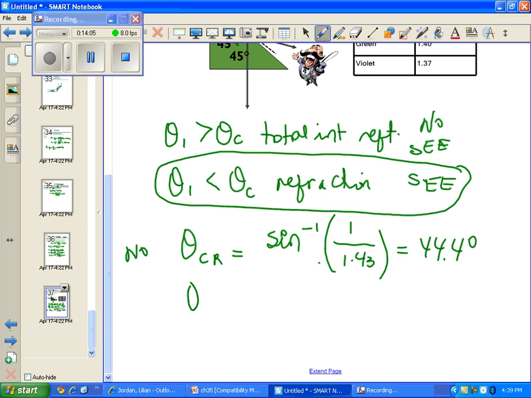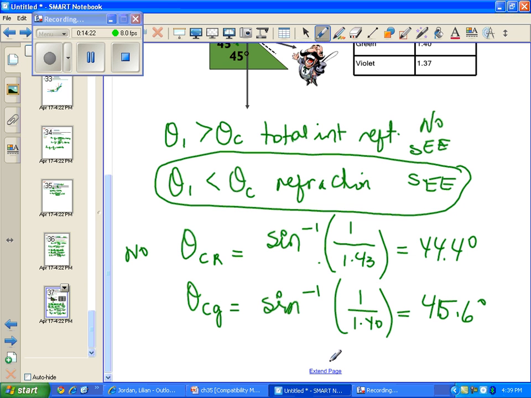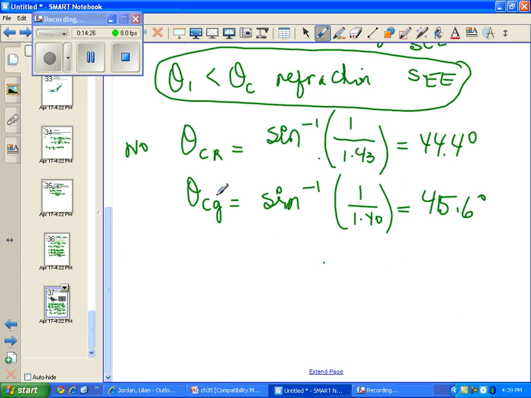Okay, theta critical for the color green now. Inverse sine of 1 divided by 1.4. This gives us a value of 45.6. Question, is 45 degrees less than theta critical? Yes. So the man will see this color.